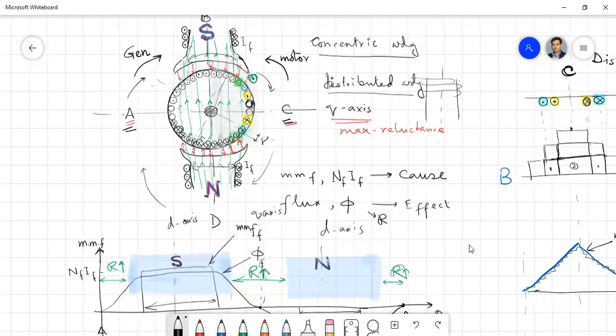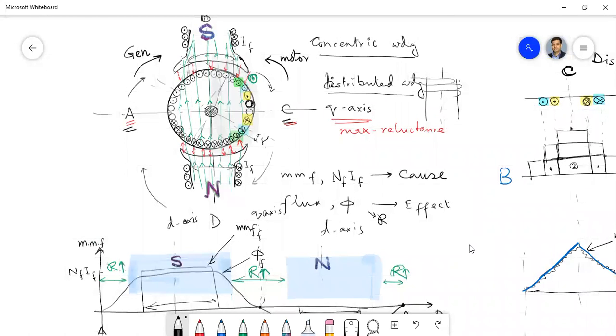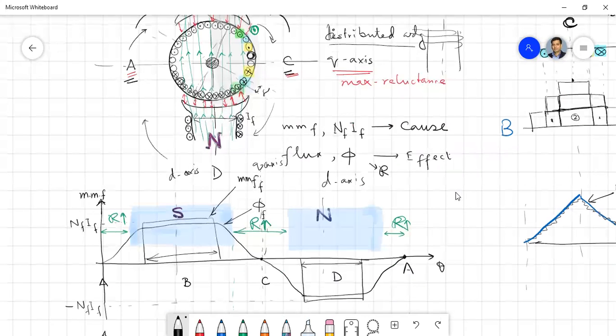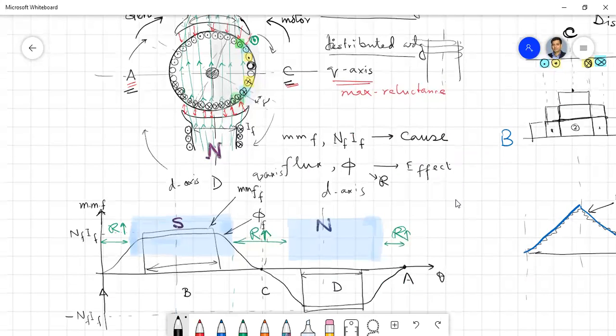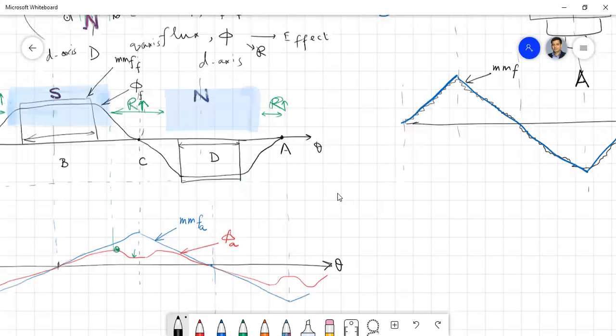But in the armature, we use distributed winding. So there are two distinct types of winding: concentric and distributed. For the armature, we generally use the distributed winding. As per the current direction, the direction of rotation and the type of operation of the machine, that means motor or generator, we get a particular current direction, dot or cross, and accordingly we have this type of staircase distribution.